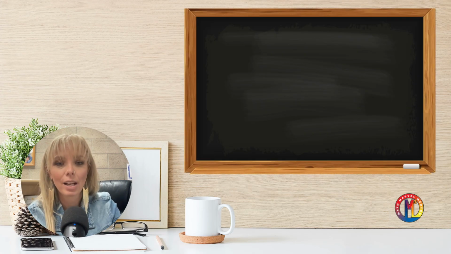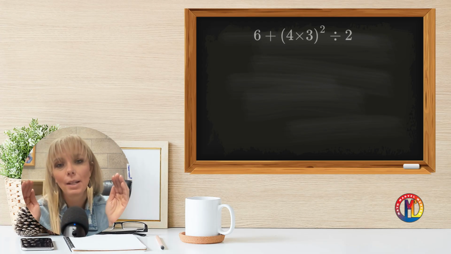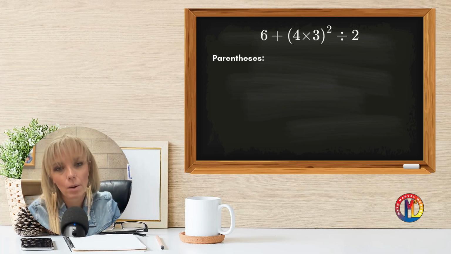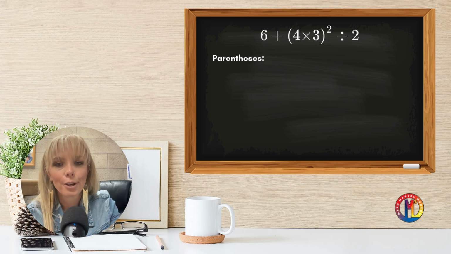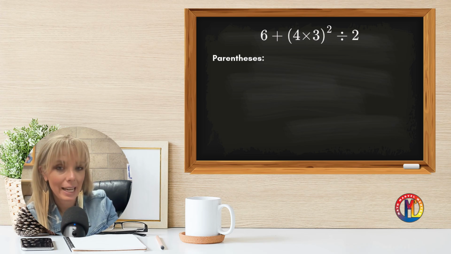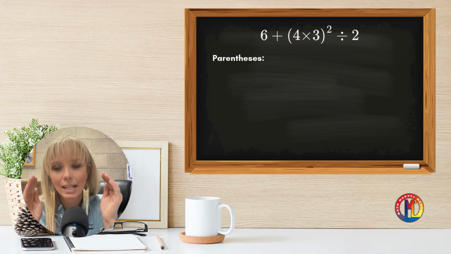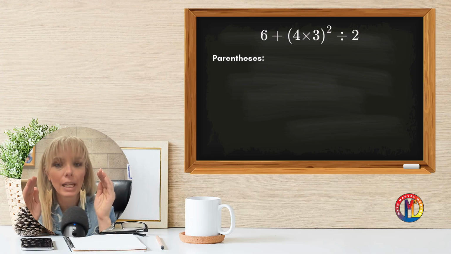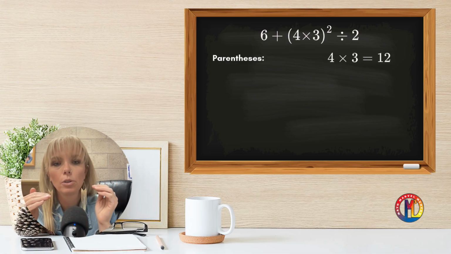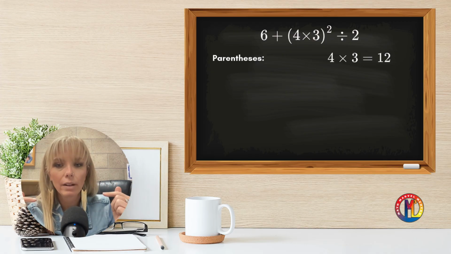Evaluate 6 plus parentheses 4 times 3, to the second power, divided by 2. So we remember, Please Expect Mistakes. Determination Always Succeeds. So Please means we're going to start with parentheses. And inside our parentheses, we have some multiplication, 4 times 3. And we know that 4 times 3 equals 12. Then I'm going to rewrite my problem and move to the next part.